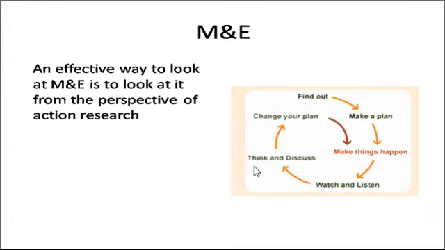Then we think and discuss. If things are going right, what did we do right? If things are going wrong, where did we go wrong? And hence we make changes in our plan accordingly. And the changes in the plan are again fed into the implementation level. So that's the cycle of action research, and that is how you need to look at monitoring and evaluation. The entire process of monitoring and evaluation situates itself within the context of action research, and we need to look at it from this perspective.